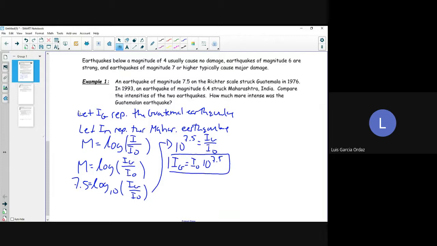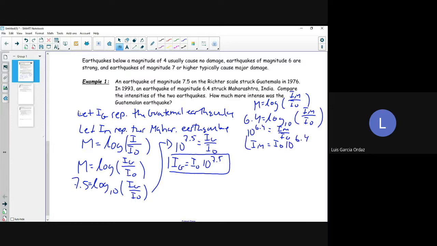Okay? We are not done yet because we have to do the same thing with the Mahar earthquake. So it's the same idea. We're going to do M is equal to log of IM over I0. We know the Richter scale number was 6.4 is equal to log 10 of IM over I0. And then all we're doing is the same thing we did for the Guatemala earthquake. So you have 10 to the 6.4 is equal to IM over I0. IM is equal to I0 times 10 to the 6.4.